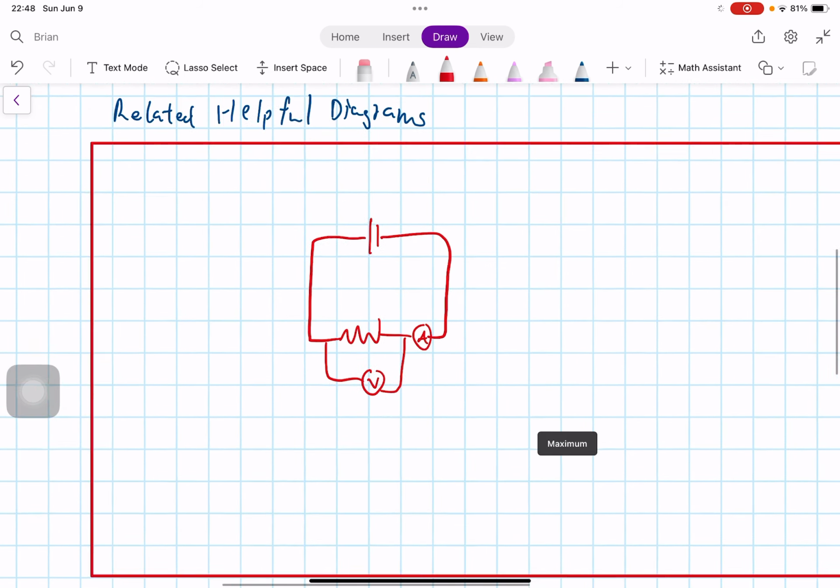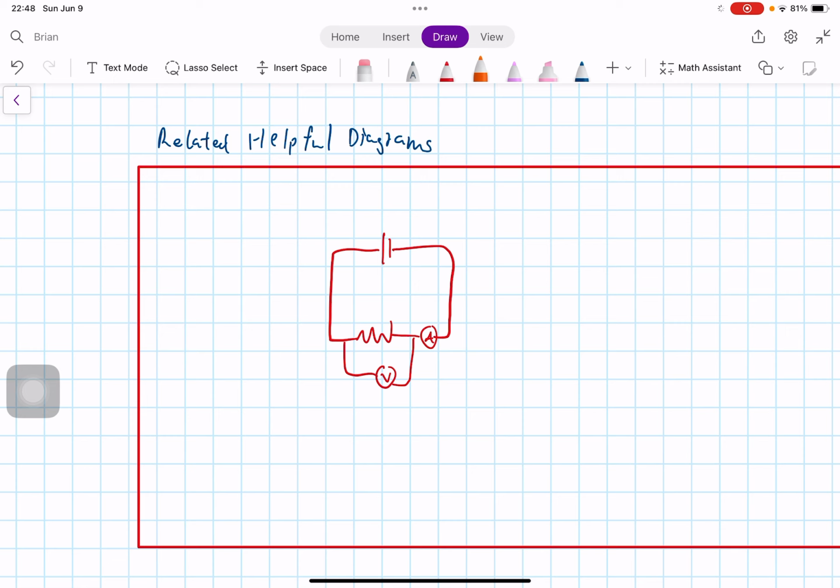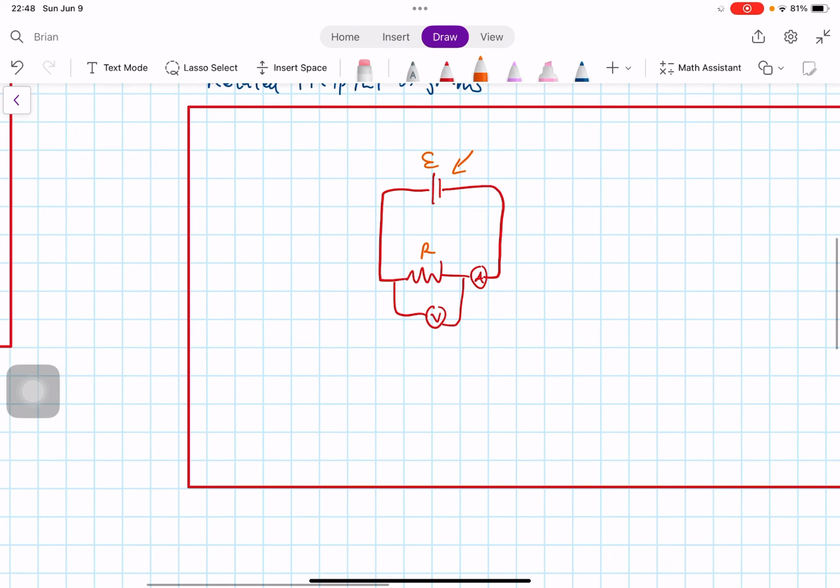So a helpful diagram is this one. Note that this one is the battery, with the EMF value, and this one is the resistor with the resistance R. I'm assuming that the battery has no internal resistance, and we have a voltmeter here and an ammeter here to measure the potential difference across this resistor and the current flowing through the resistor.